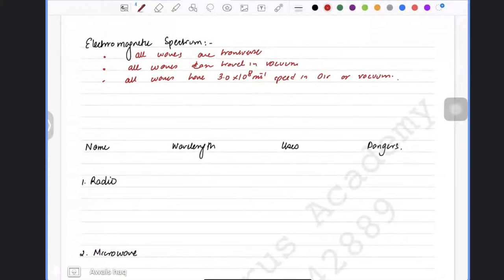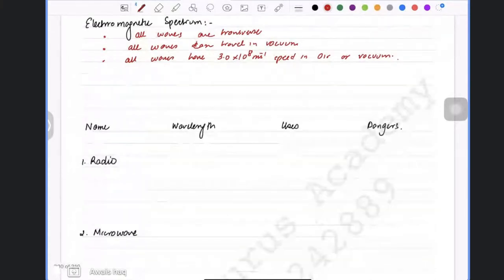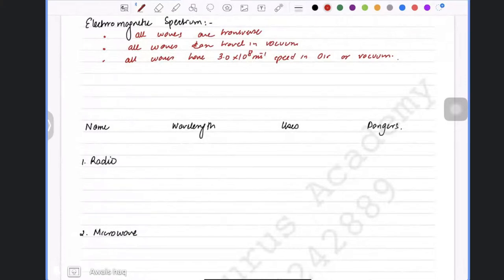Now, first of all, we're going to learn about radio waves, and unfortunately, we also need to learn their wavelengths, so you got to remember that. The wavelength of a radio wave is between 10 raised to minus 1 and 10 raised to 4 meters or longer. It could be even longer. The uses of radio waves are that they can be used in long distance communication.